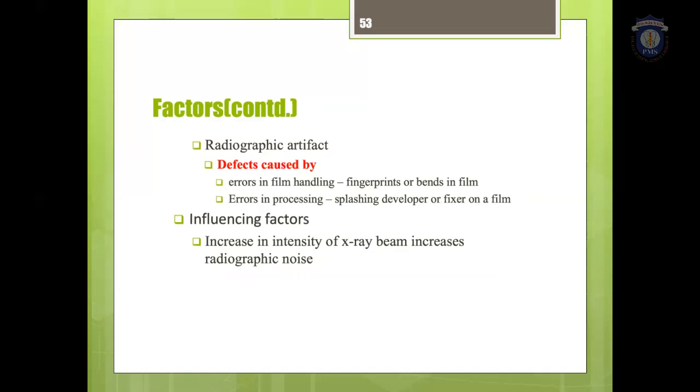Radiographic artifact is a defect caused by errors in film handling, like fingerprints or bends, and errors in processing, such as splashing the developer or fixer on a film. An increase in intensity of an X-ray beam increases radiographic noise.